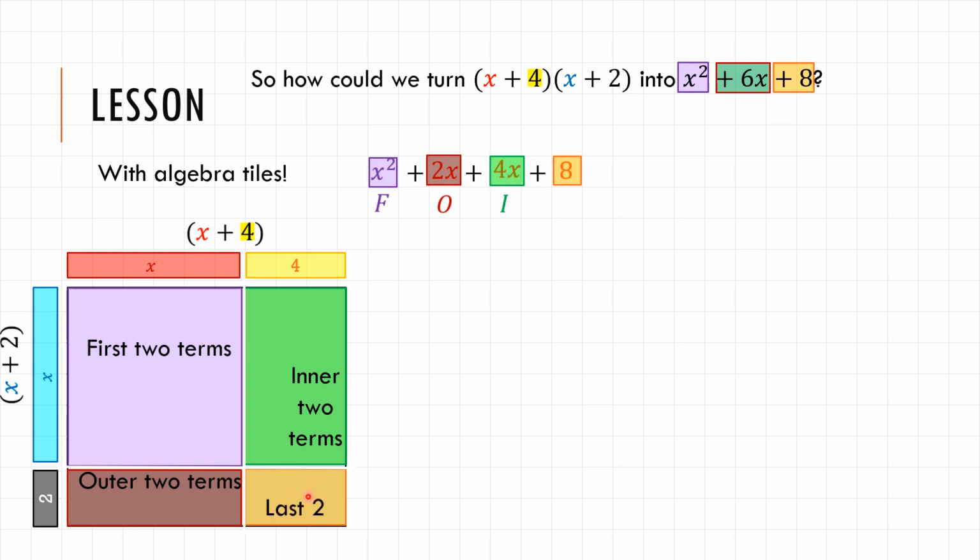And finally, this term right here is going to be the last two terms. So I'll label this with an L, and that is 4 times 2, the last two terms. The last one in this binomial and the last one in this binomial. And 4 times 2 is 8. So here, this gives me an algebraic expression. If I multiply the first two terms, the outer two terms, the inner two terms, and then the last two terms, and then I just collect my like terms to create a simplified algebraic expression.